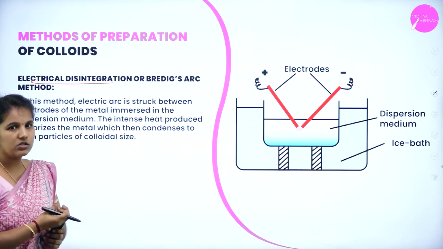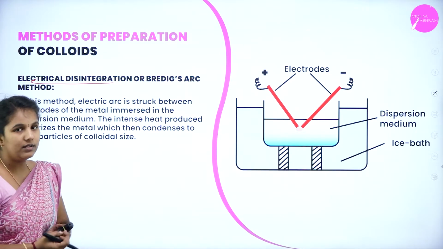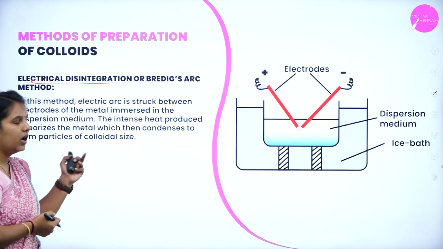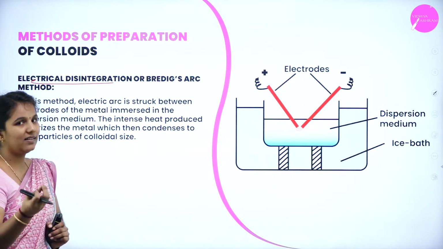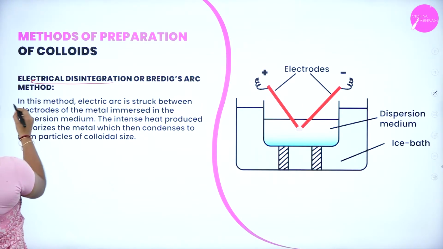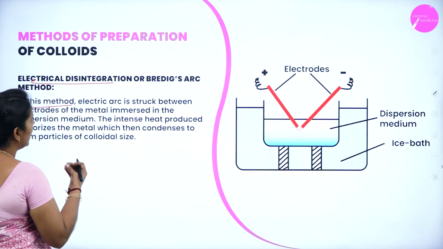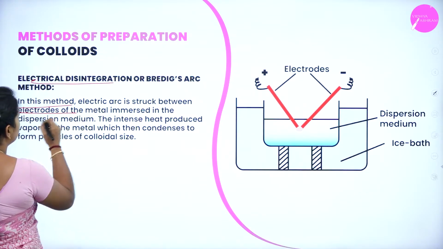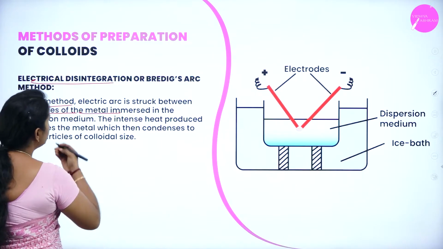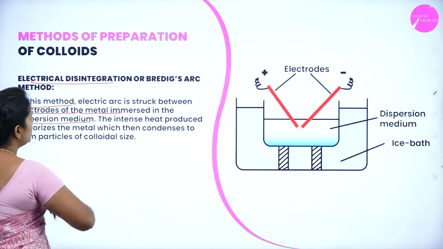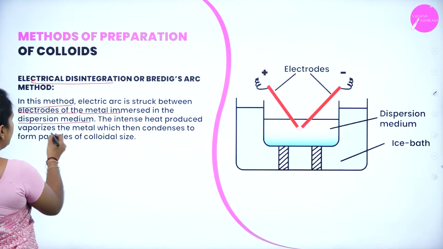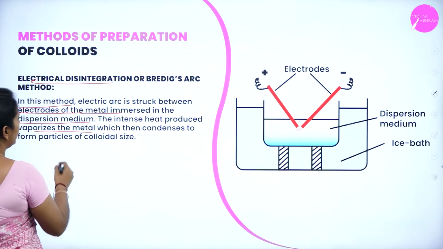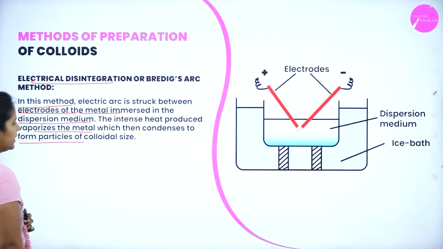Next, we'll see electrical disintegration, or we can say the Bredig arc method. This is also known as what? Electrical disintegration. Let's see how they prepare a colloidal solution by the electrical arc method. In this method, an electrical arc is struck between the electrodes of the metal which have been immersed in the dispersion medium, and an intense heat is produced that will vaporize the metal, which then condenses to form particles of colloidal size.